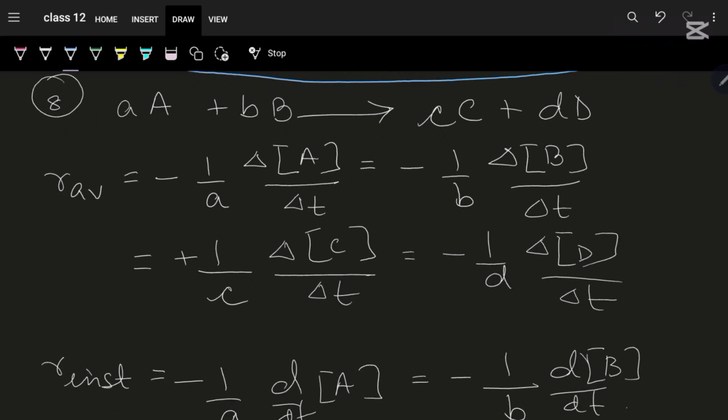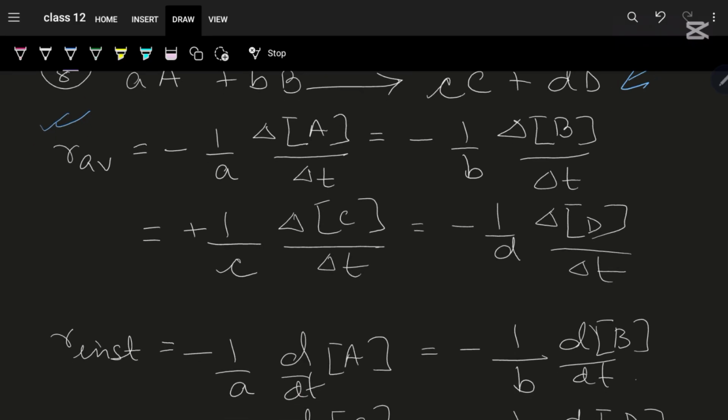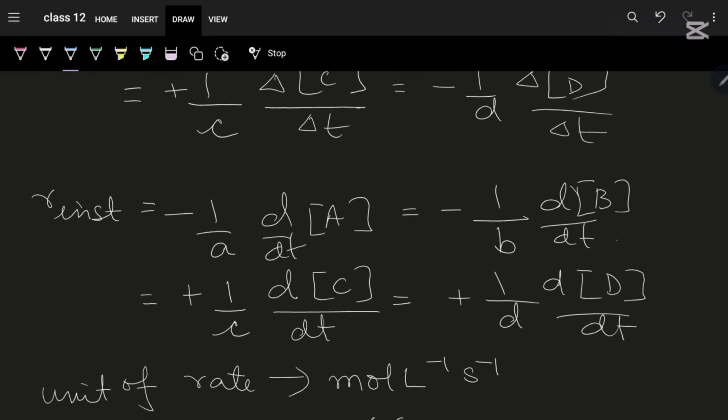And this is the general expression for a moles of A, b moles of B forming c moles of C, d moles of D. a, b, c, d, that is the lower case, they are the stoichiometric coefficients, and R average, that is the average rate with respect to a duration of time, T2 minus T1 or delta T, is this. Always remember that in the rate expression with respect to the reactant there is a negative sign, with respect to the product there is a positive sign, and you need to divide the expression by the stoichiometric coefficients. Now instantaneous rate means delta T tends to 0.